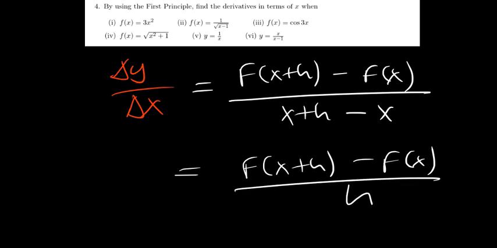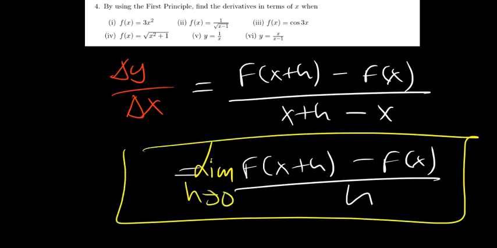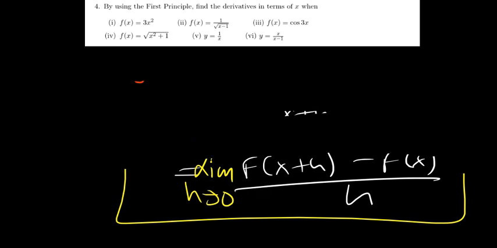And then of course we add the limit as h approaches 0. This is basically the first principle. Okay, so everything we're going to be doing will be based on that very equation. So when I look at the very first one, 3x squared, they want me to determine the derivative, find the derivative in terms of x. So we already know that the derivative there is of course going to be 6x.